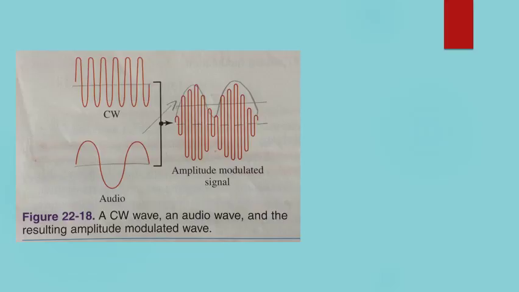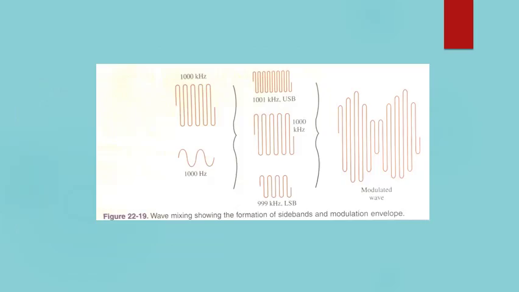Let's look at this process another way. Mixing a 1000 Hz wave with a 1000 kHz wave produces a sum wave and a difference wave, which are also in the radio frequency range. These two waves will be 1001 kHz and 999 kHz. They are known as sideband frequencies. The upper sideband is the higher number, and the lower sideband is the lower number.